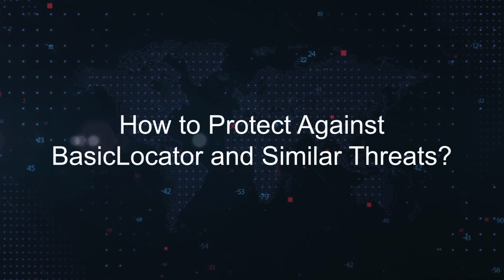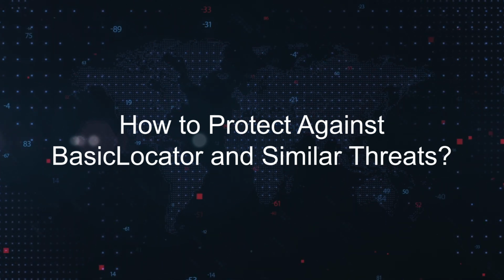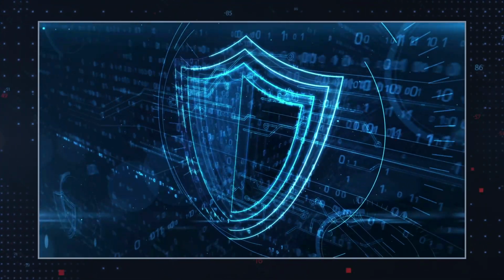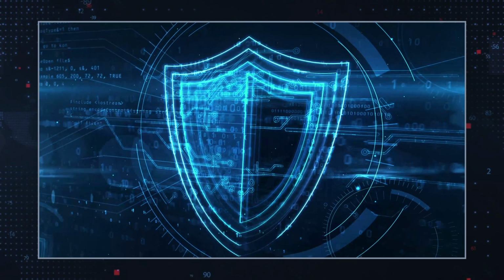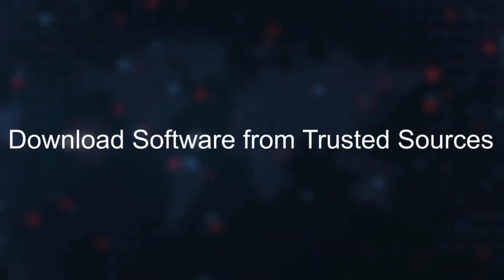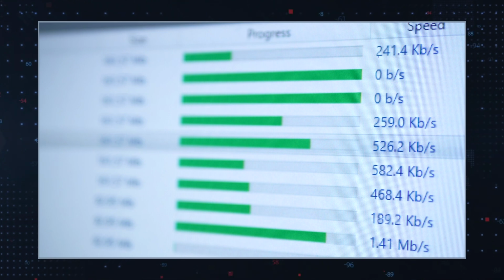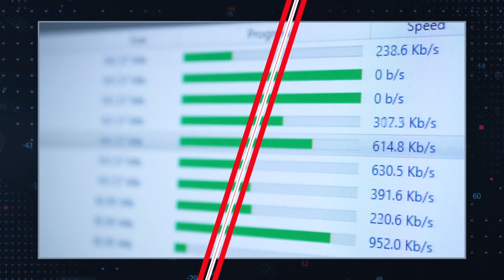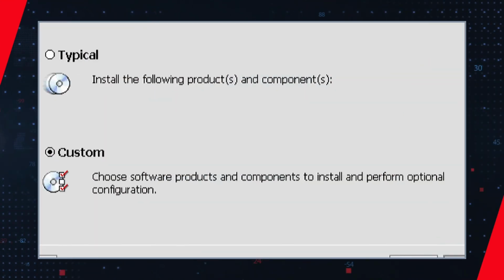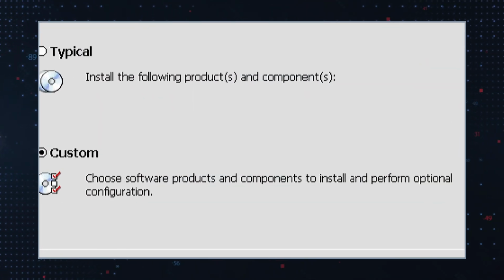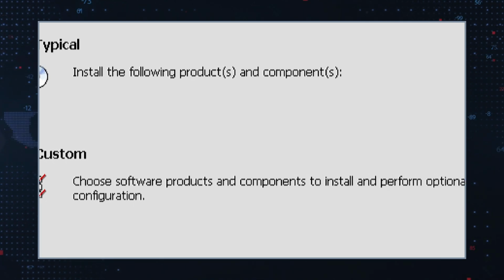How to protect against BasicLocator and similar threats? To safeguard your Mac from BasicLocator and other adware threats, follow these essential tips. Download software from trusted sources. Stick to official websites or verified platforms when downloading software to avoid bundled adware. Read installation prompts. Opt for custom or advanced installation options to deselect additional programs that may accompany your desired software.